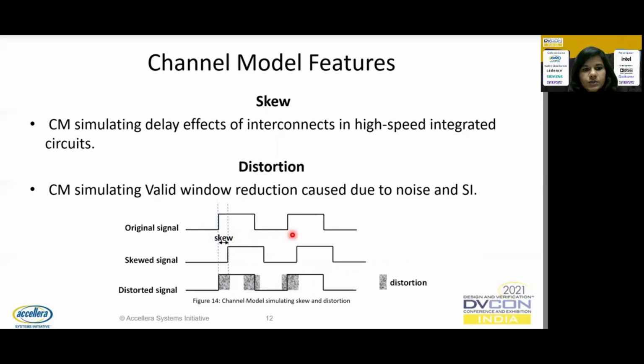Channel model allows the user to also define relative skews between two signals, which can have their own inherent skews. Distortion, on the other hand, can occur due to noise and signal interference. Channel model can be used to add distortions to reduce the valid window margin of a particular signal. The left and the right window distortion can be seen here, reducing the valid window margin of the original signal. This distortion can either be X, Z, 1, or 0, and the value has to be within the specifications.